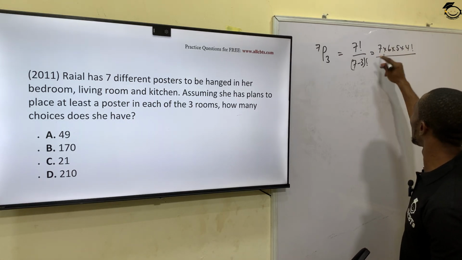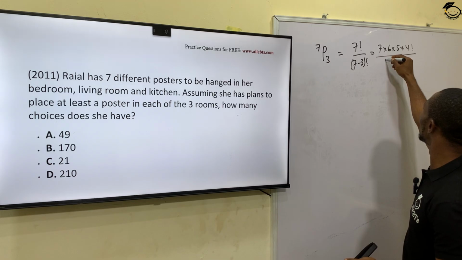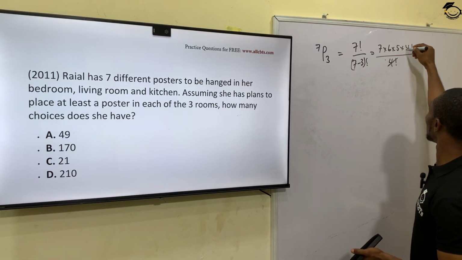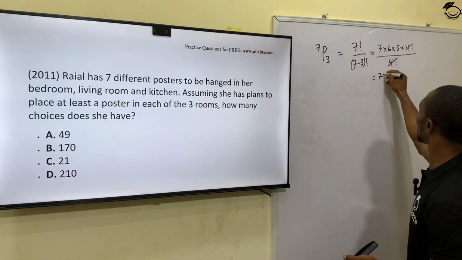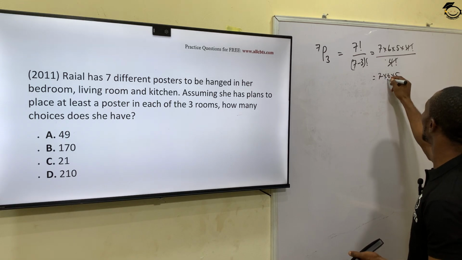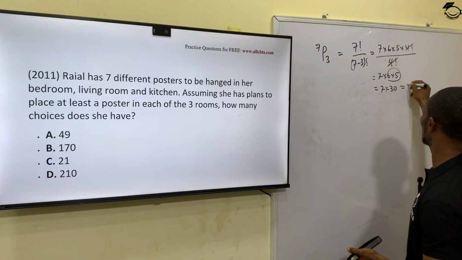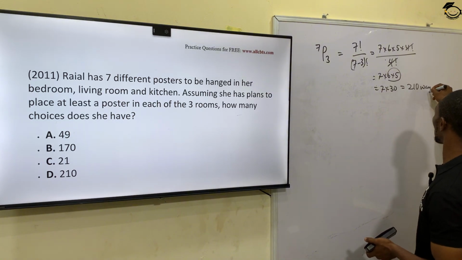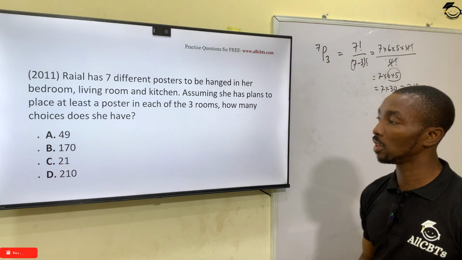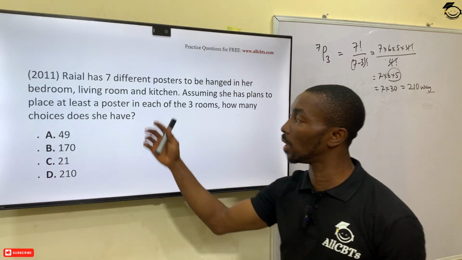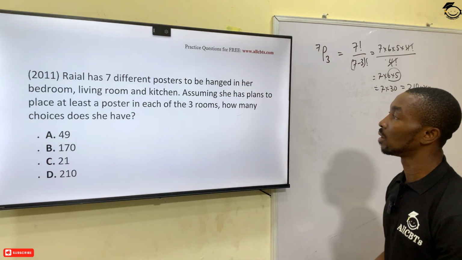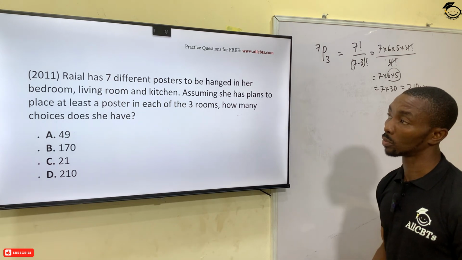over 4 factorial. This cancelling leaves us with 7 times 6 times 5. And 6 times 5 gives us 30, 7 times 30, which is 210 ways. So she has 210 choices or ways to place her posters in her 3 rooms.